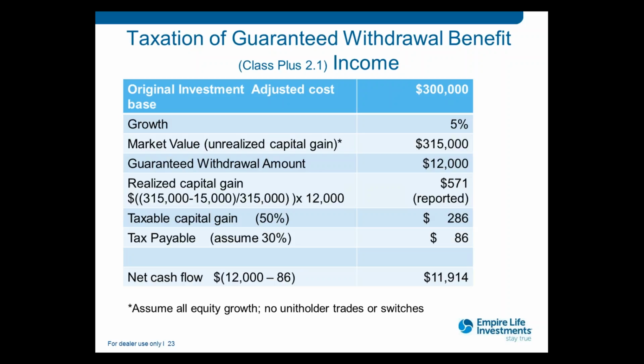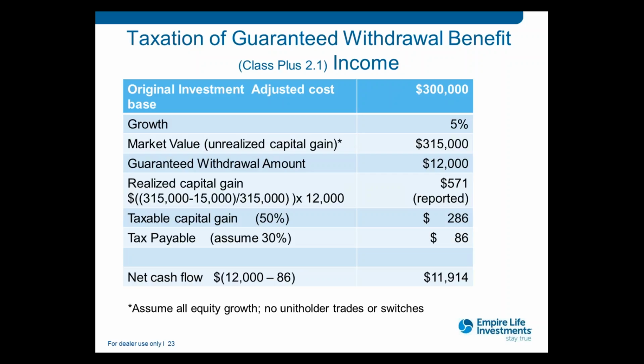Well, the realized capital gain is calculated using this particular formula. You look at the market value at the end of the year. You subtract from that the gain that was actually made, and subtract that from that market value, times the amount of money that comes out. So you're paying a proportionate share of capital gain on that $12,000, which, doing the math, works out to $571. That's what actually gets reported. Again, the taxable proportion of that is 50%, which works out to $286. And the tax payable, assuming you're in a 30% tax bracket, works out to $86.